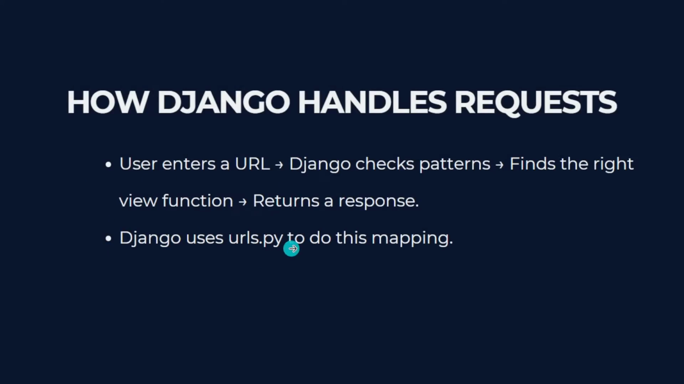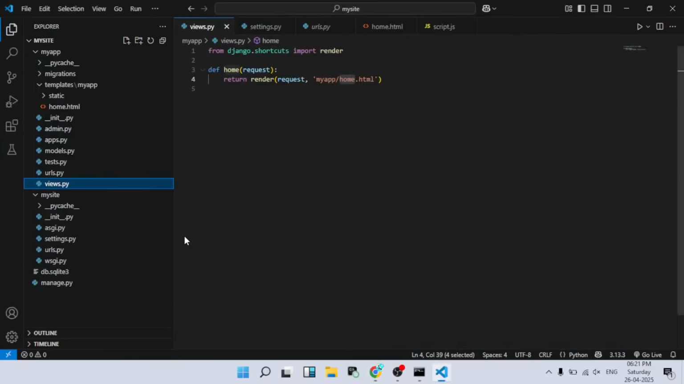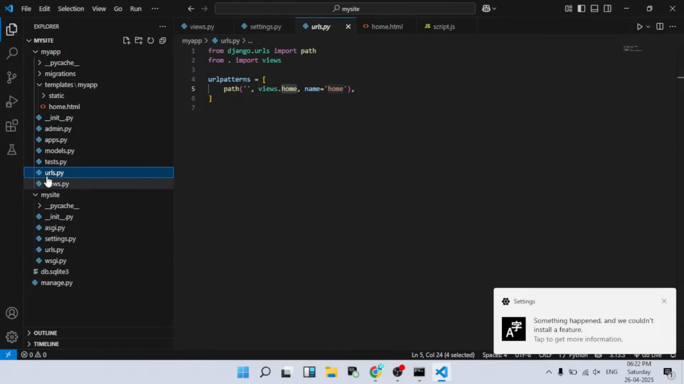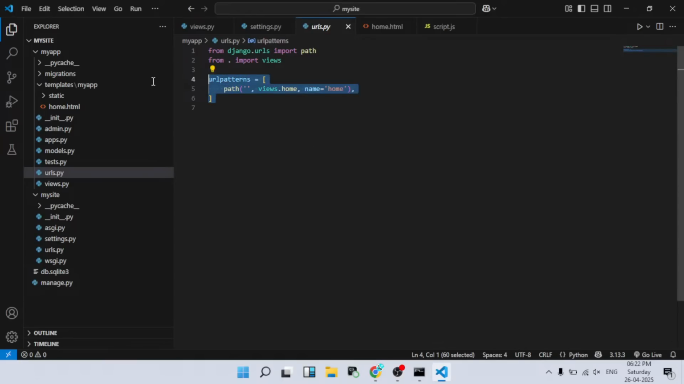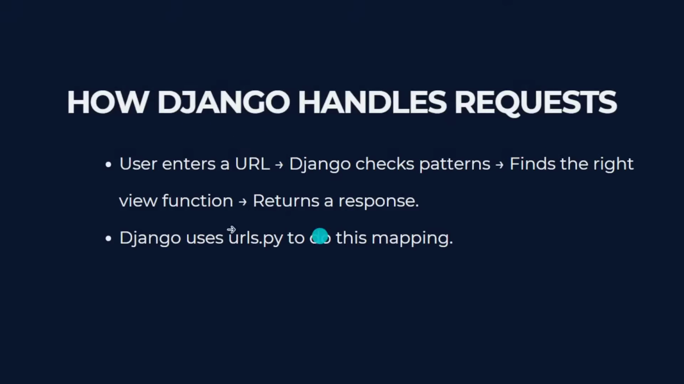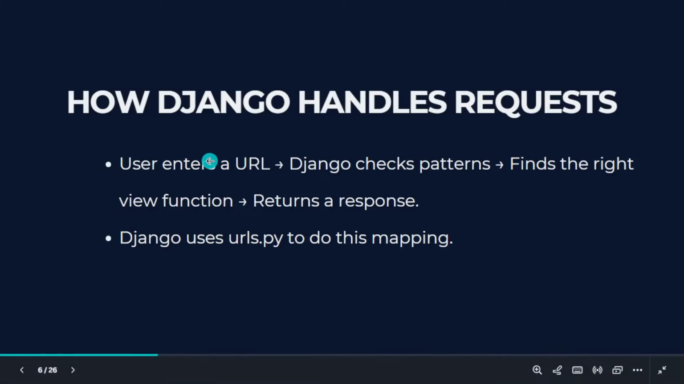Django uses urls.py to do this mapping. Basically Django uses this file, urls.py, to do this work. That's why this line is mentioned. Now we understand how Django handles a request.